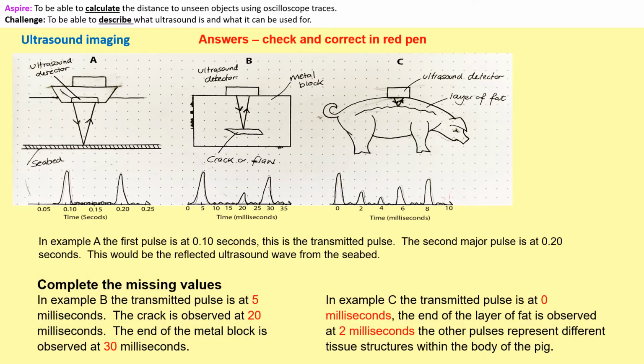Okay, let's check that we got that correct. So in example B, first pulse is at 5 milliseconds, second pulse is at 20 milliseconds, and the metal block at 30 milliseconds. In example C, the transmitted pulse is 0 milliseconds, and the layer of fat is observed at 2 milliseconds.